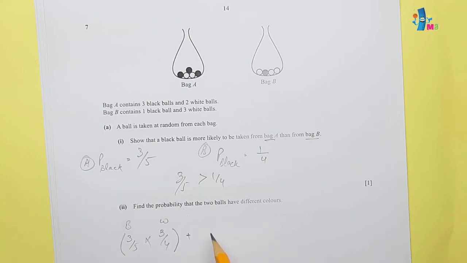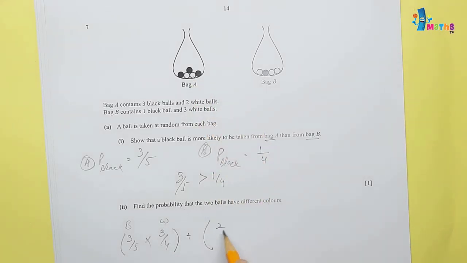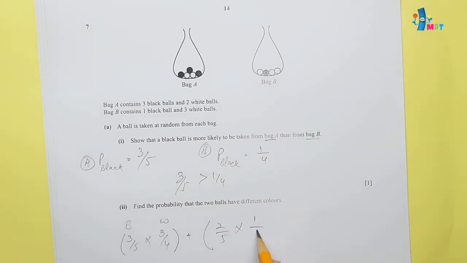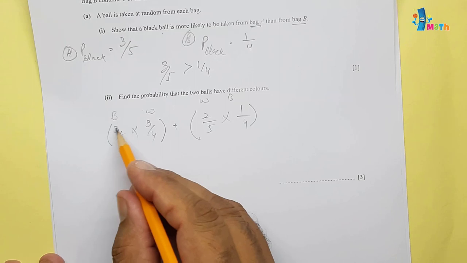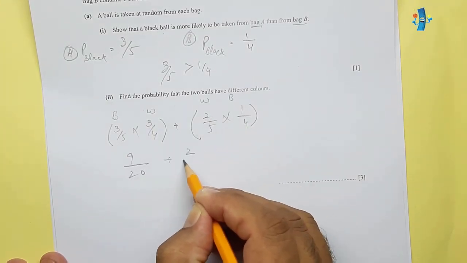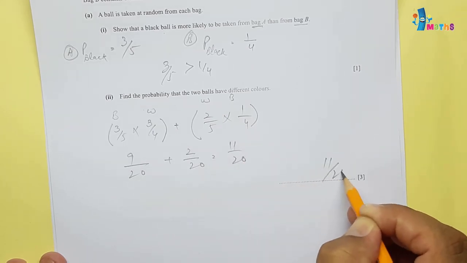And second option, we can get white from here, which is 2 by 5, and black from here, which is 1 by 4. So we can take this option as well. So this is white and this is black. Now we can solve this. This will be 9 over 20 plus 2 over 20. So it means 11 by 20. So the answer will be 11 by 20.